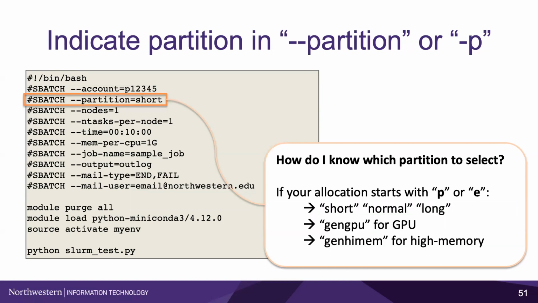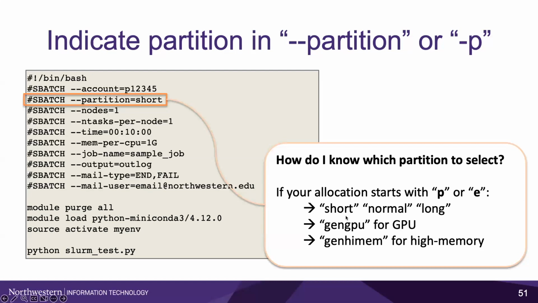All right, so the next directive is the partition directive. This is where you indicate the category of resources that you are going to need for this job. So how do you know which partition to select? If your allocation starts with a P or an E, so if your allocation is a general access allocation or a classroom allocation, then you can use one of the following.